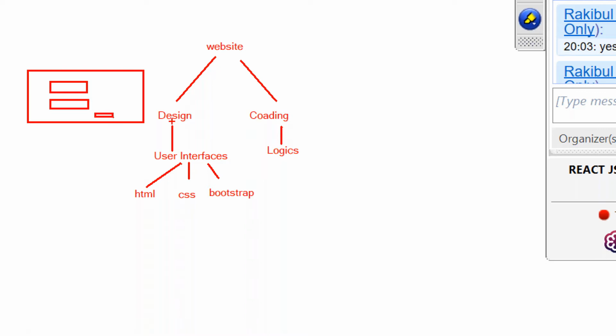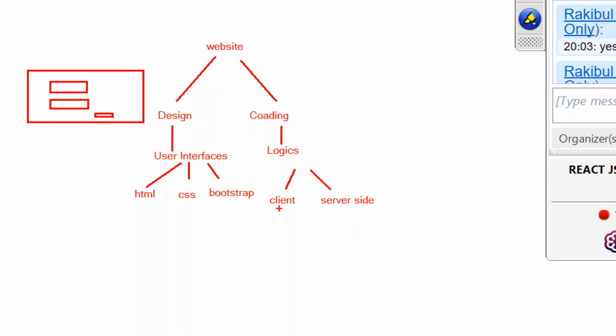Now, logics: if we take, two types of logics are there. One is client side logics and the next one is server side logics. This is a very important concept. Client side logics means the logics executing in the browser. That code executing in the browser, we call client side. Server side means the code which is executing in the web server. We call it server side code. So we have these two types of scripting: client side and server side.